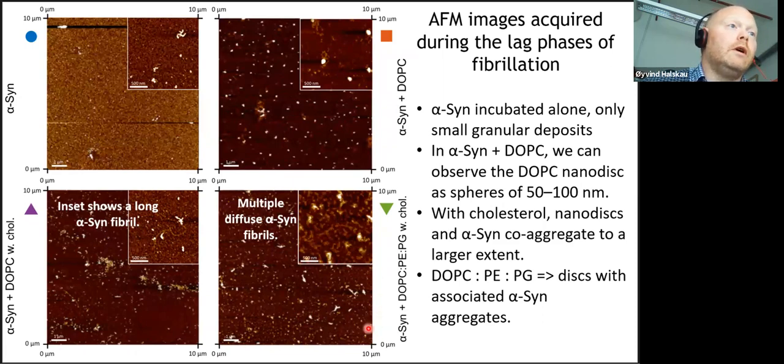And then for the other cholesterol state, but with the net negative charge in the membrane, we also see a lot of different morphologies, but maybe shorter fibrils or a slightly different background. But very often we see that the protein aggregation seems to grow out of the nanodiscs, which confirmed that this was an effect that took place in the presence of the lipid model system.